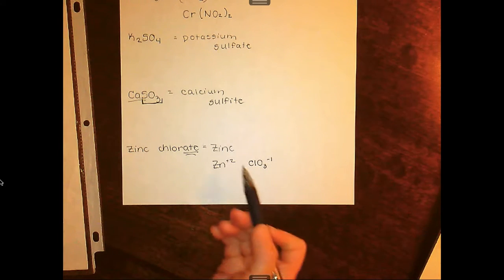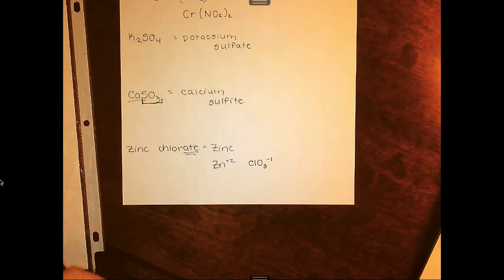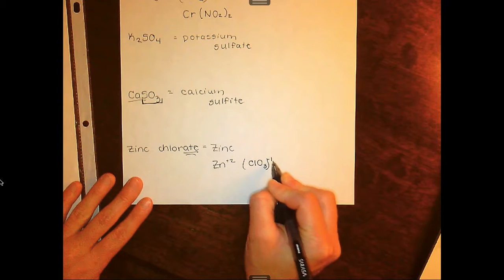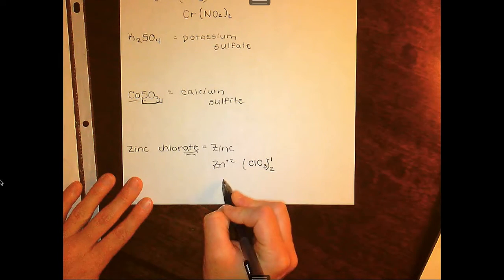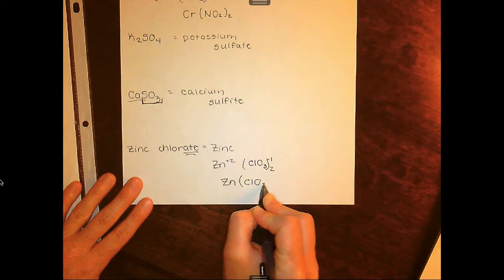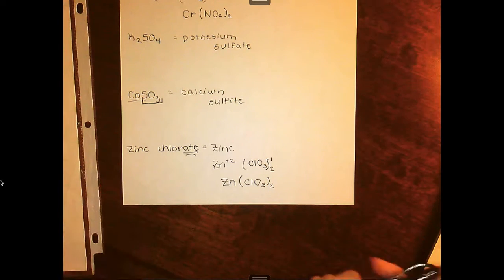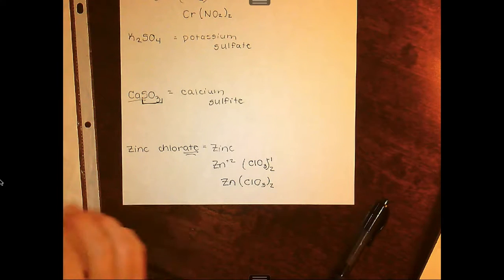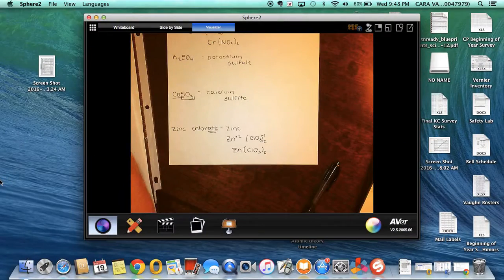This is ionic. We've got a +2 and a -1. We want them to cancel out. So how many chlorate ions do we need? To get rid of that +2, we need 2 of them. So you would end up with zinc, parentheses, ClO3, and then a subscript of 2 outside of there to show that we want 2 chlorates in order to cancel out that +2 on the zinc.